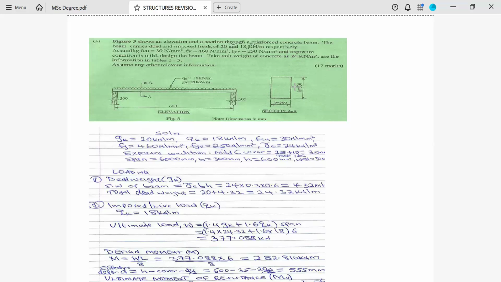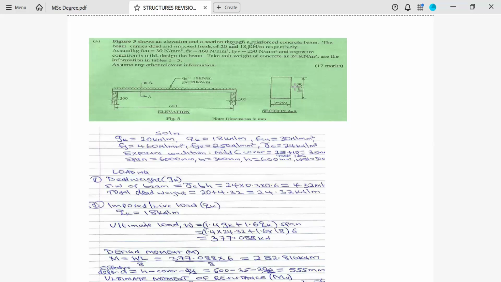So in this case, we shall take 24, remember, kilonewton per cubic meter. Now we change the value of width and overall depth into meter. We shall end up with 4.32 kilonewton per meter. Now total dead weight will be equivalent to the 20 which we are given, which is applied, plus the self-weight of the beam, giving us 24.32 kilonewton per meter. Imposed or live load, QK, we were given as 18 kilonewton per meter.